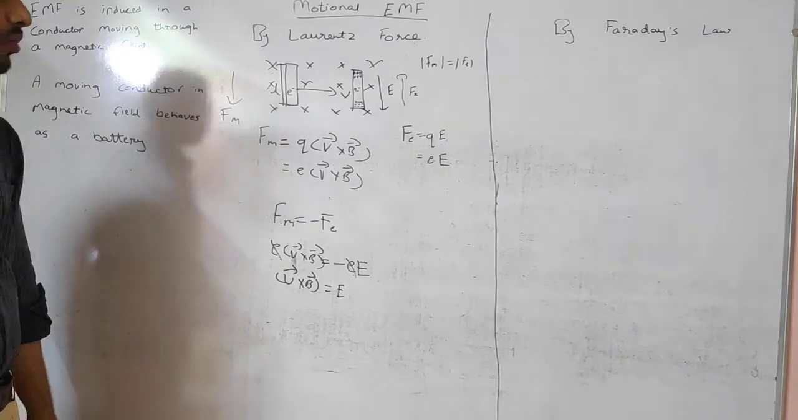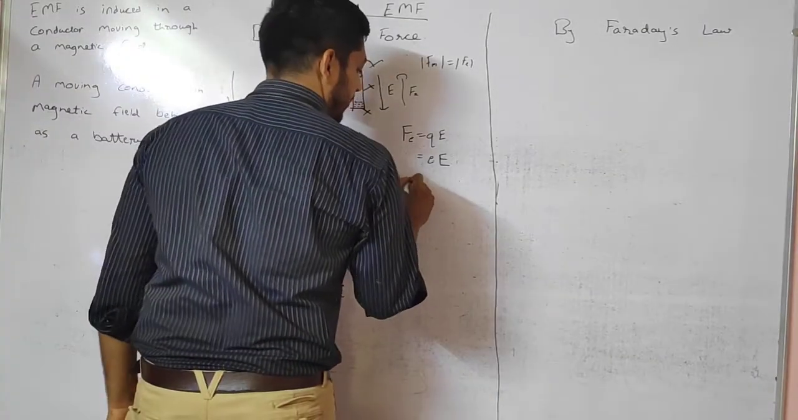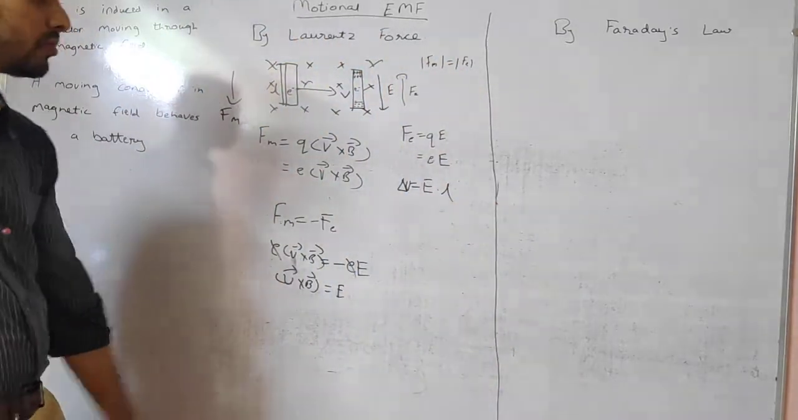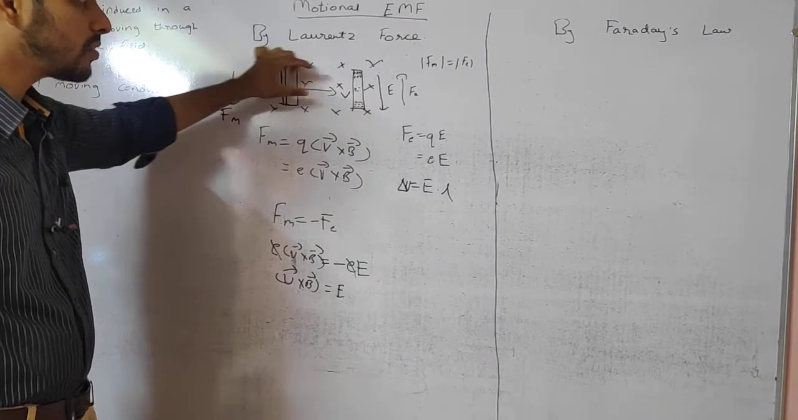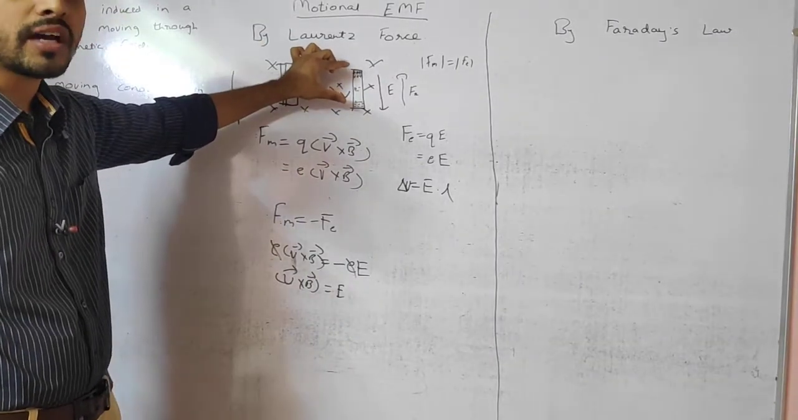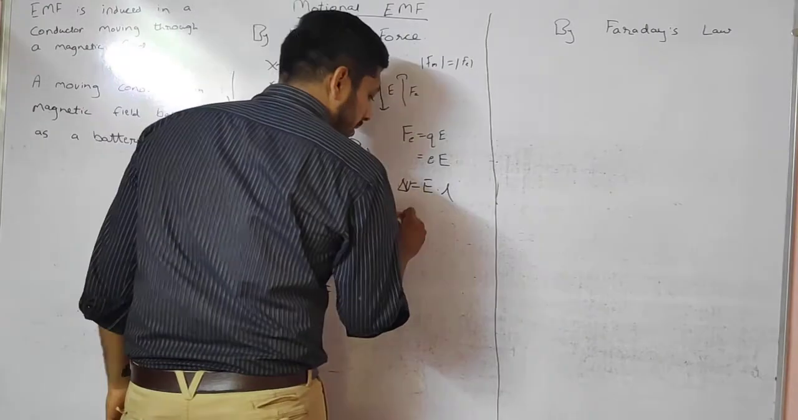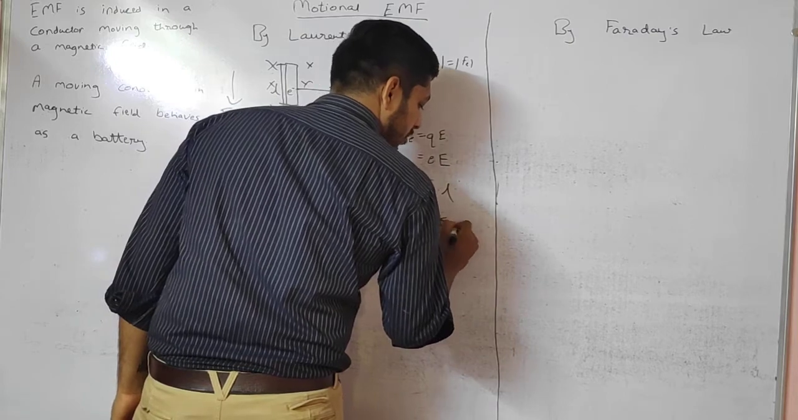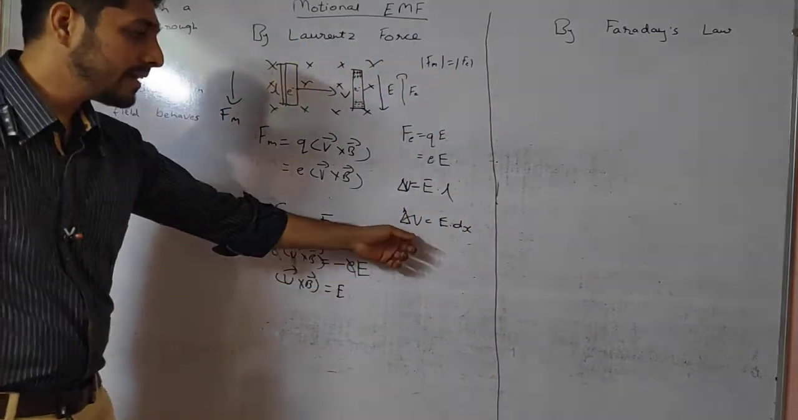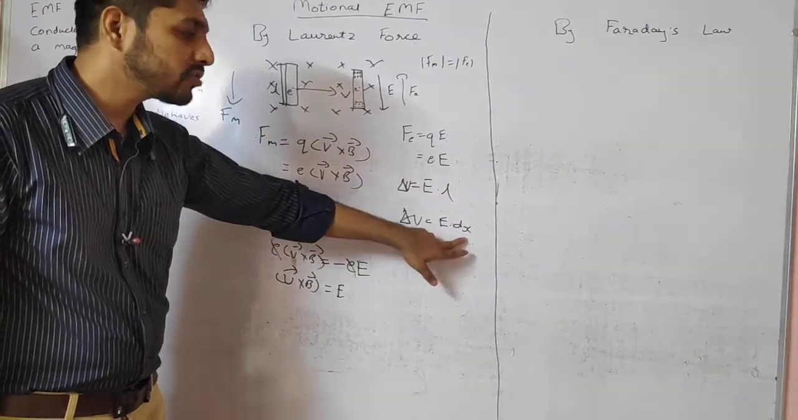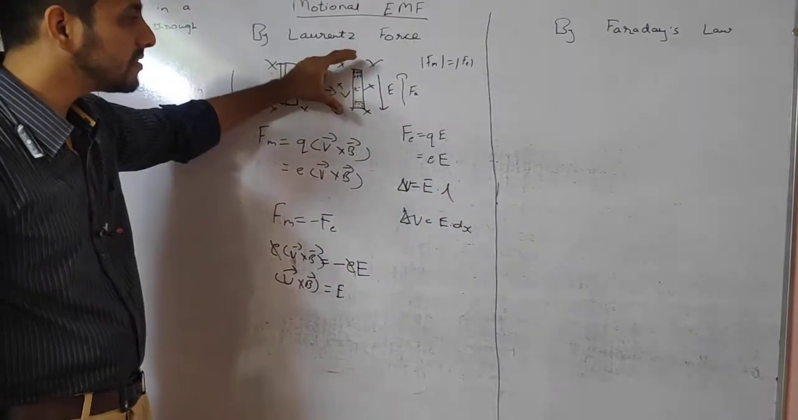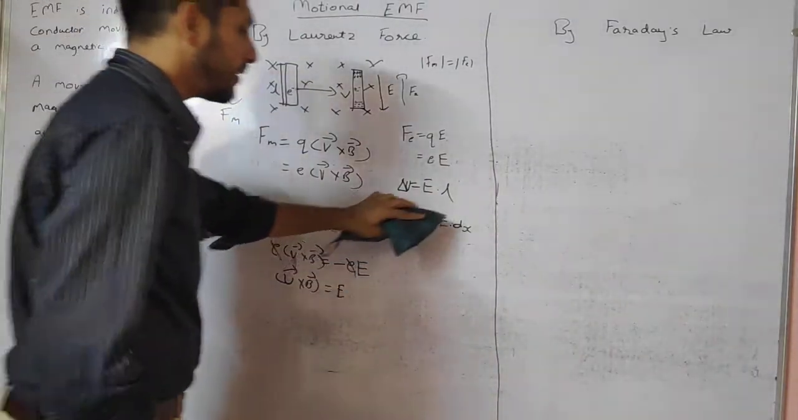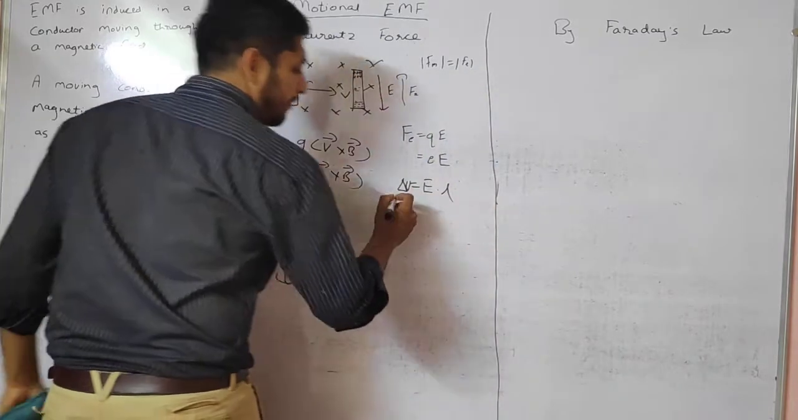Now we know that potential difference is equal to E dot L, where L is the length of the conductor, or you can say the distance between the two different charges. You already studied this in your fourth chapter. Delta V is equal to E dot dx. This is the same thing, where dx was the distance between the charges. Here also L is the distance between the charges, E is the electric field, and delta V is the potential difference that is created. So can I put the value of E from over here?